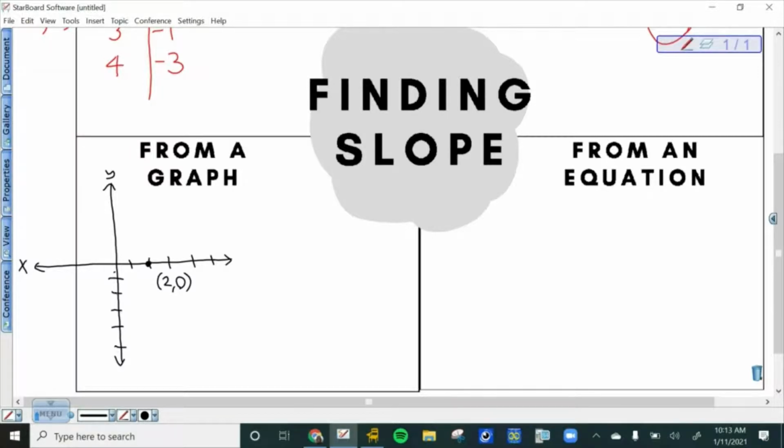And then what about right here? What would the ordered pair be there? What's the x coordinate? 0. What's the y coordinate? Yeah, so what's the ordered pair? What comes first? 0. And then negative 2. Okay. And now I'm going to draw a line in between. And I'm going to extend it in either direction. So now what I'm looking for is the slope from this line.